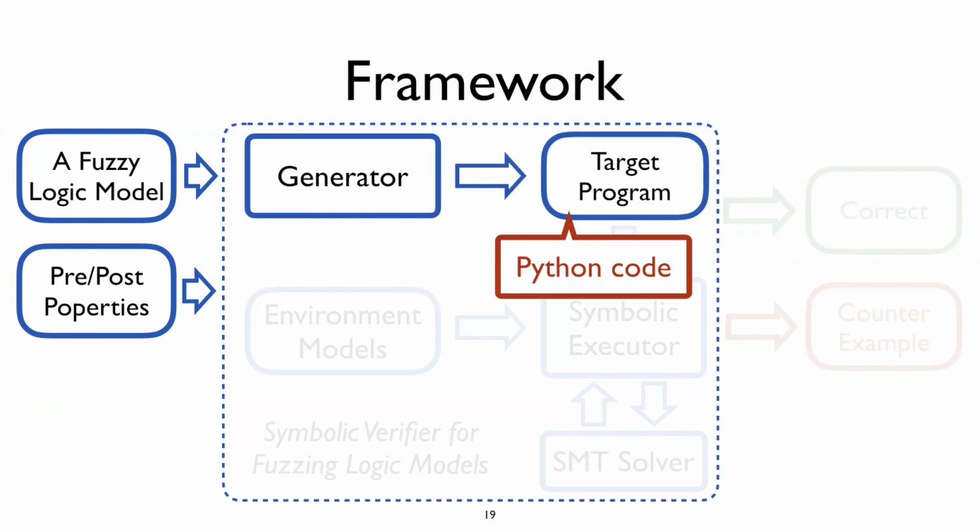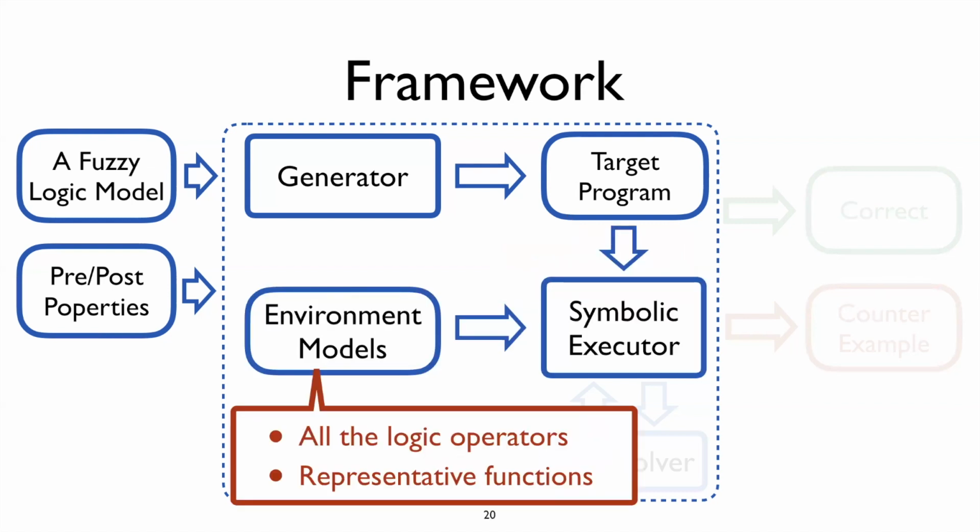So the generator component is in charge of generating a target program that implements the model and converts the properties into assertions in the target program. The target program is Python code, which is easy and simple to understand. The environment models are the running environment of target programs. Until now, our environment models support most representative functions. Besides, we also provide support for all the logical operators of fuzzy inference rules.